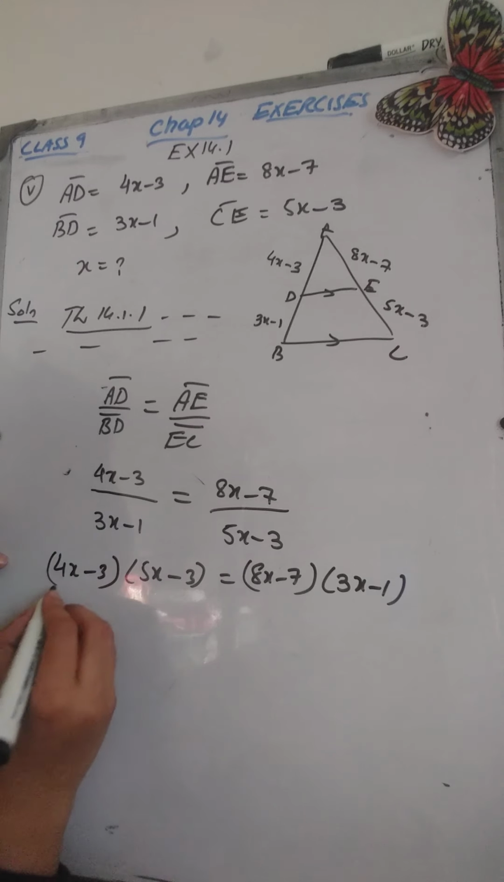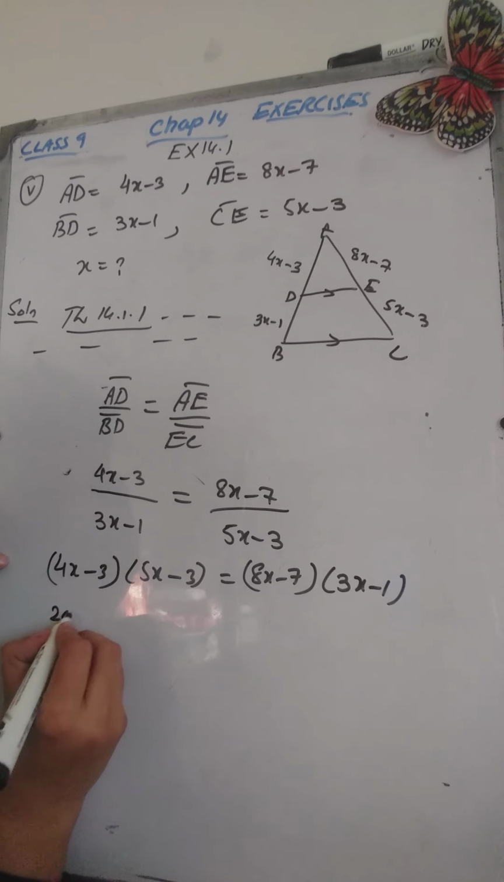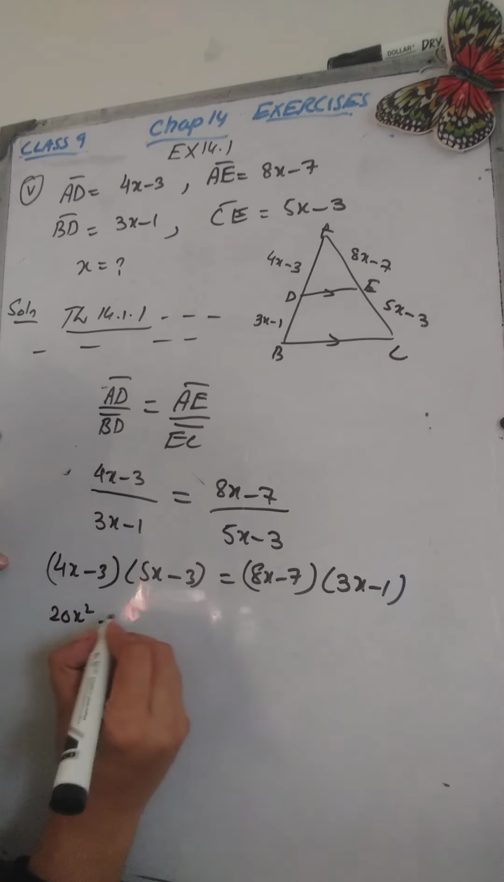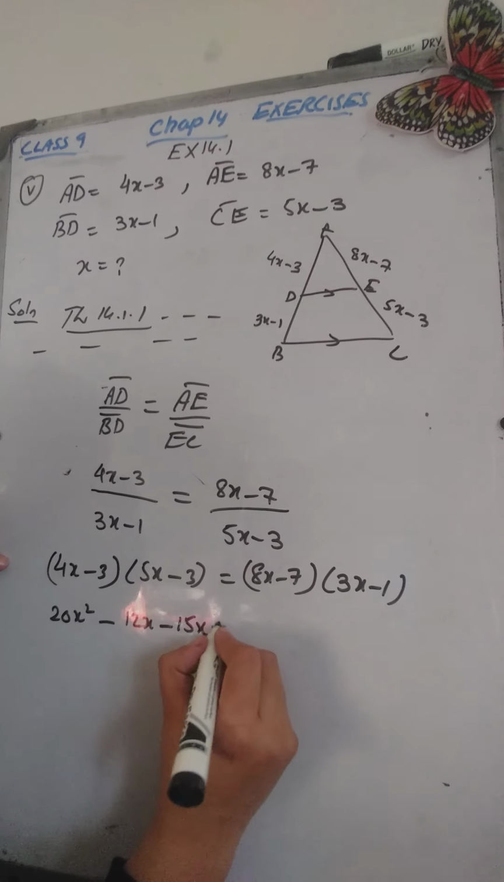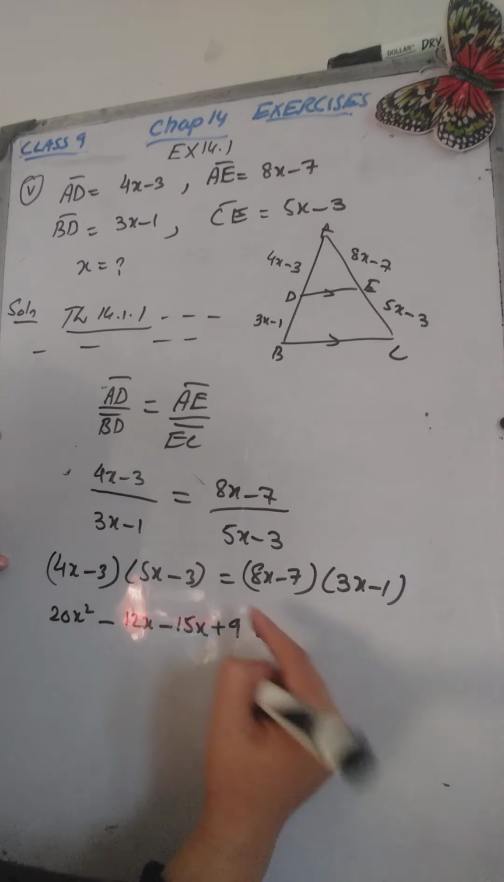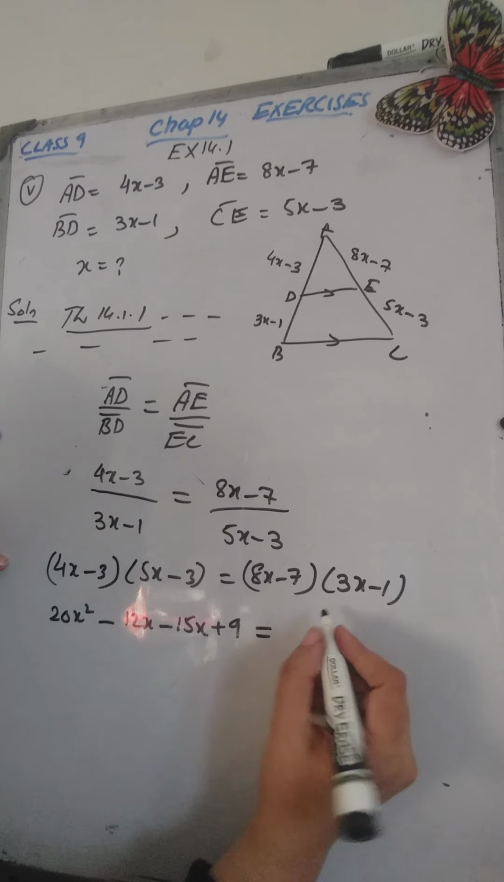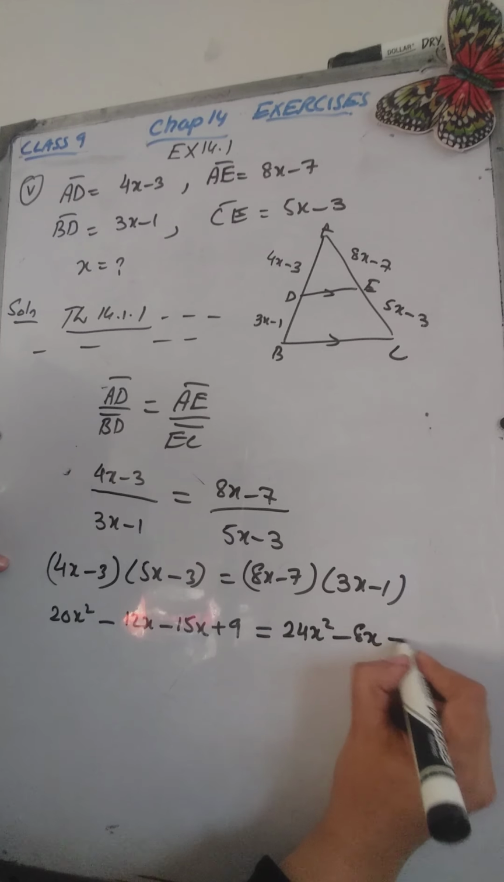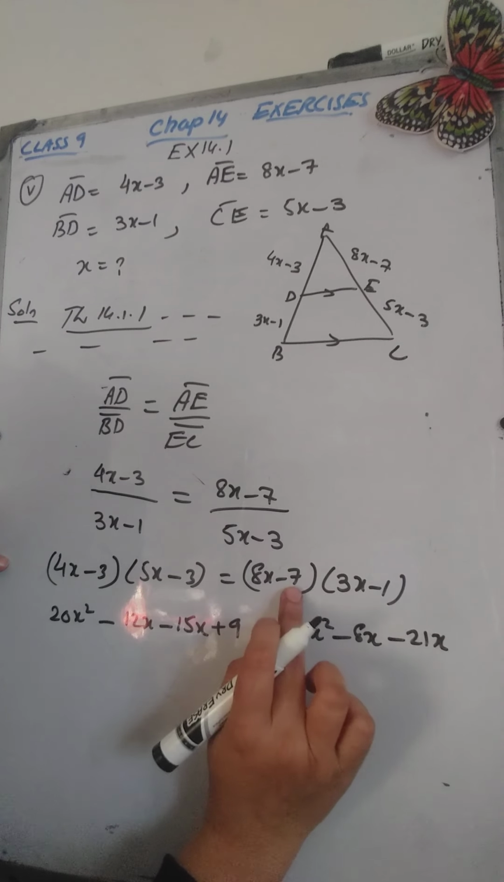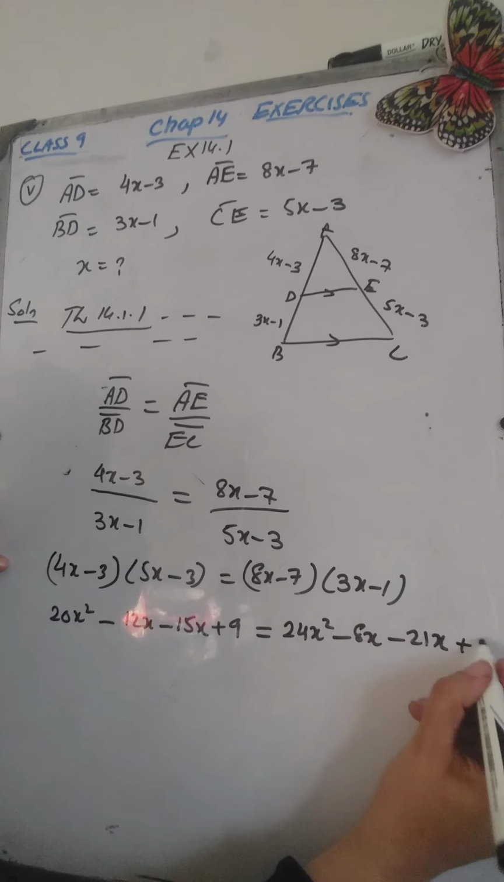Doing the cross multiplication, now multiplying these two, 4 into 5x, that will be equal to 20x square minus 12x minus 15x plus 9 equals to, again multiplying these two, 8x into 3x will be 24x square minus 8x minus 21x. 3 into 7, 21 plus 7.